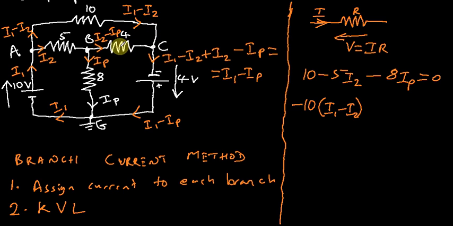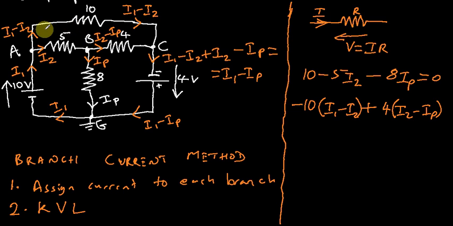I've come to this 4 ohm resistor. Now, notice I am going in this direction, and I now come down. By the time I get to this resistor, I am going against the flow of current. Because I am going against the flow of current, the voltage will be positive. So it will be positive 4 times the current coming in. The current coming in is I2 minus IP. So plus 4 times (I2 minus IP).